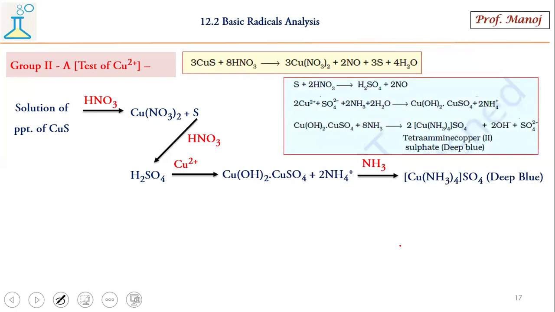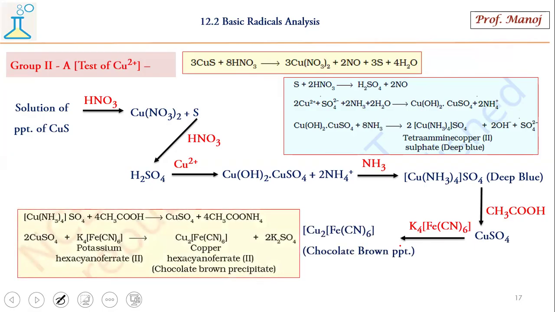This is its reaction set. When further treated with acetic acid, it breaks down into copper sulfate, and when treated with the main reagent potassium ferrocyanide, it forms a chocolate brown precipitate. In college practicals, they actually perform these particular steps to get the chocolate brown PPT as the final confirmatory test.